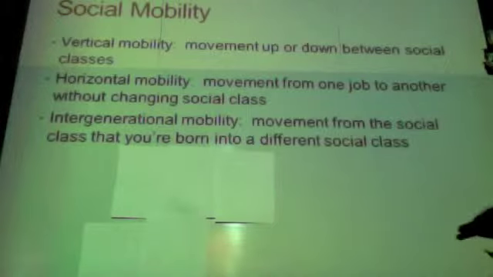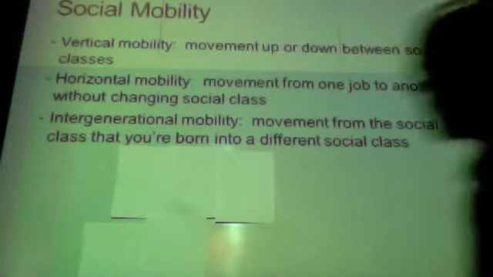The final type of mobility is intergenerational mobility. Intergenerational mobility means basically that you move to a different class from the class you were born into. So you're born into a poor family, and as an adult you hit the lottery, and you are going to be moving up in social class. That would be intergenerational mobility. Or you're born wealthy and you spend all your money on ridiculous items. You blow it all on drugs and bad stock investments, and you end up dirt poor. That is intergenerational mobility as well.